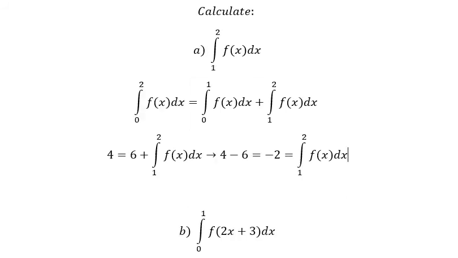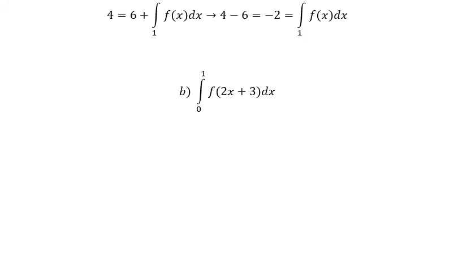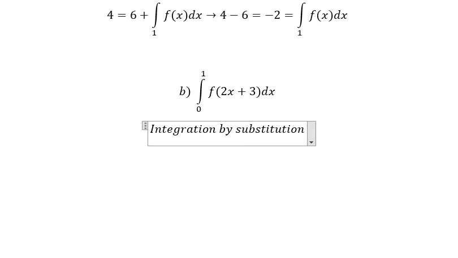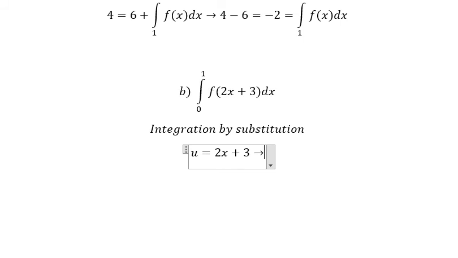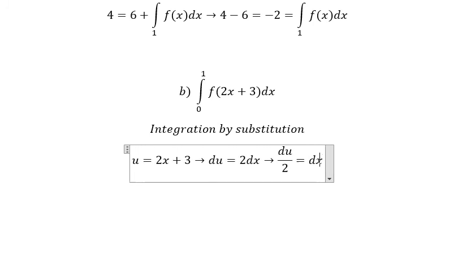Now let's go to question B. We can use integration by substitution. So I can put u equals 2x plus 3. Next, I need to first take the derivative of both sides. We have du equals 2 ds. Because we don't have the 2, we need to divide both sides by 2.